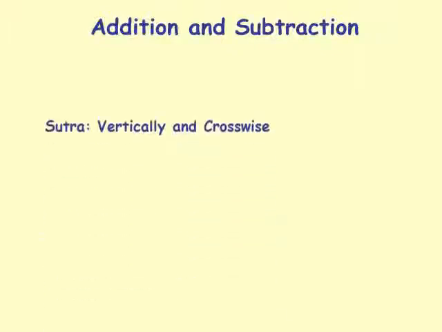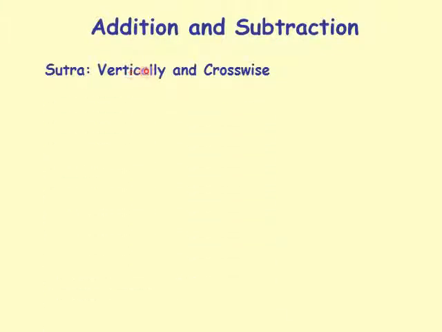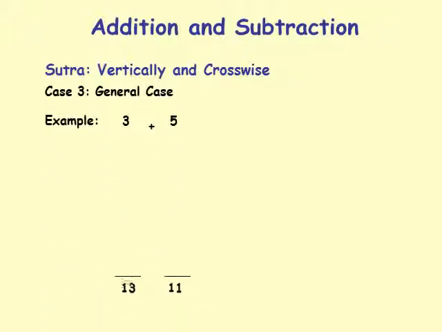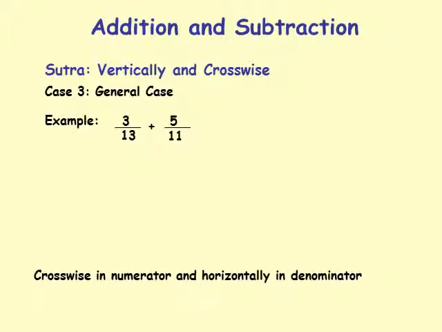Now we will do a general case. The sutra vertical and crosswise applies always, even when there are special cases and a simpler way to attack the problem is possible. Okay, let's go to the general case here. Example, we'll take 3 over 13 plus 5 over 11. No common factors, no multiples, no proportional denominators. So we apply crosswise in the numerator and horizontally in the denominator.